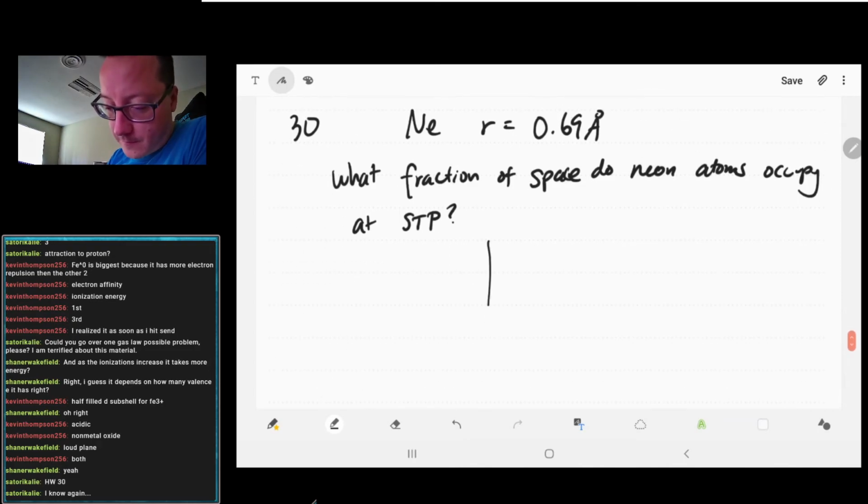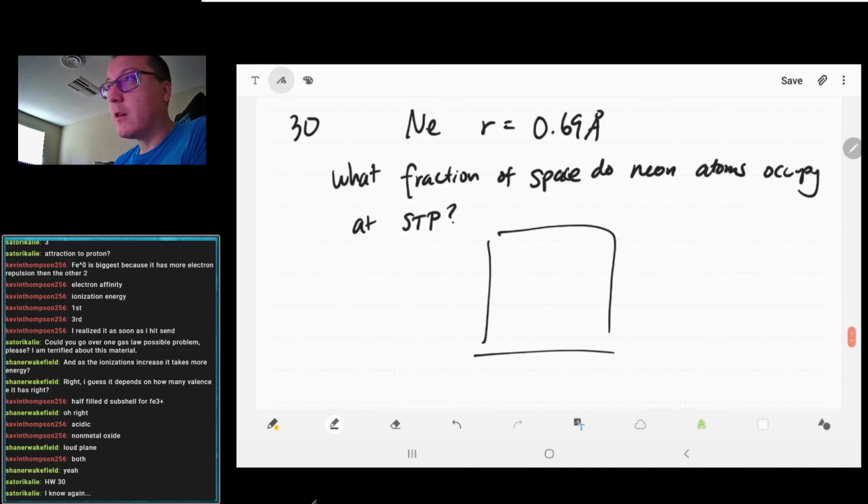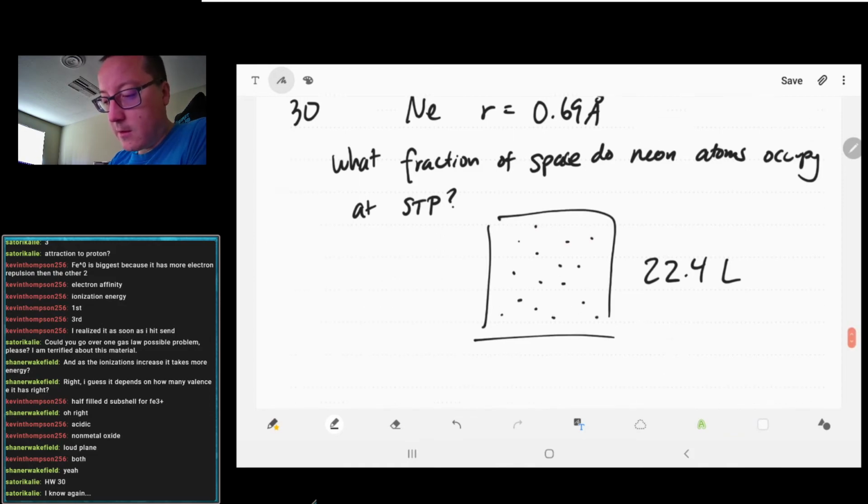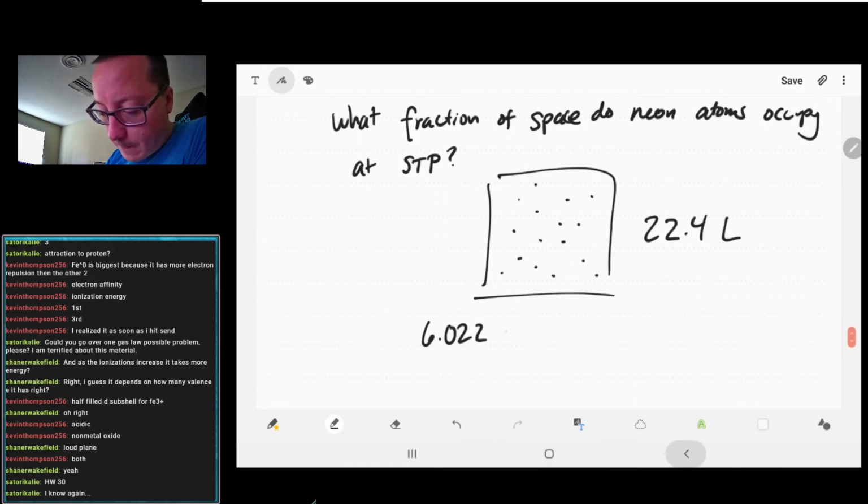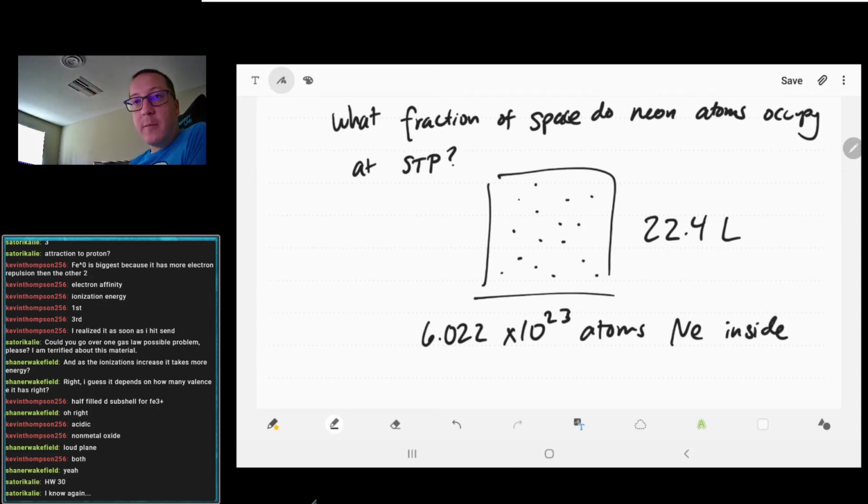Okay, so here is our container. Our container is, let's just say, 22.4 liters. That's a nice number for us. We know for 1 mole of neon at STP, we have these two numbers, right? We know that would occupy 22.4 liters, and we know that 1 mole is that many atoms of neon.